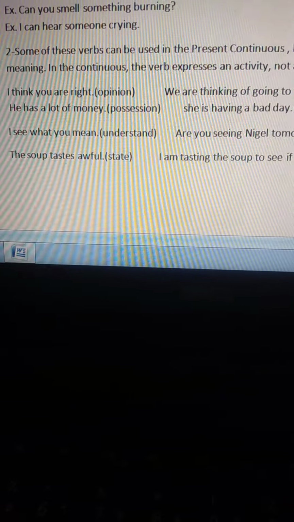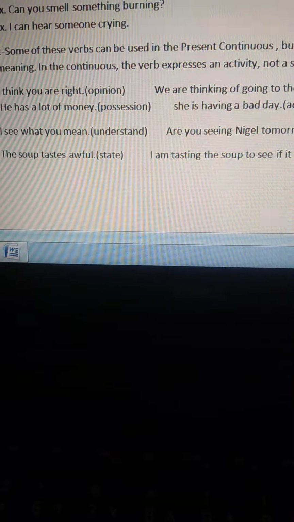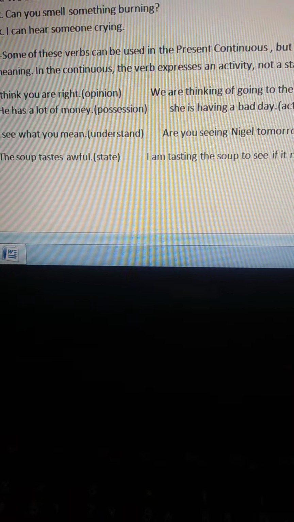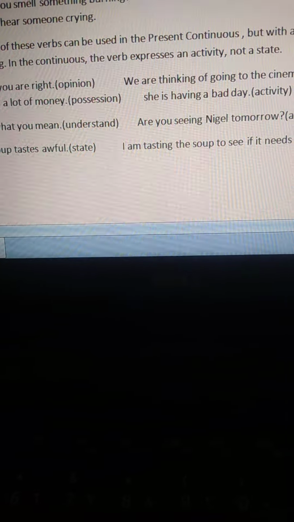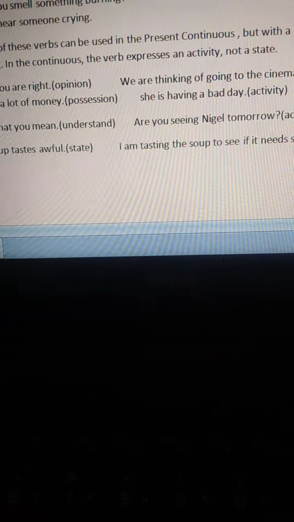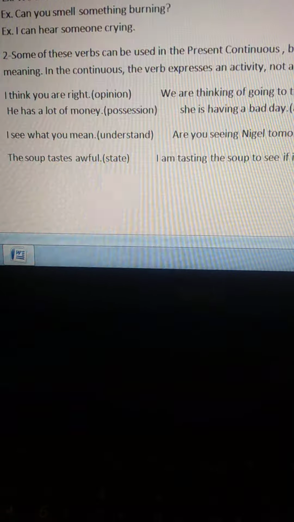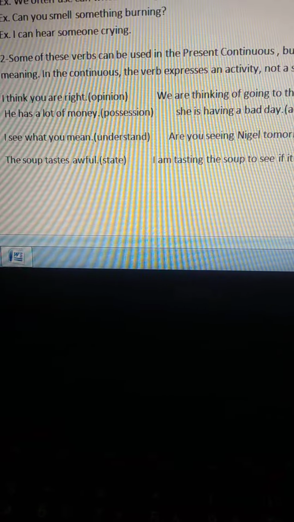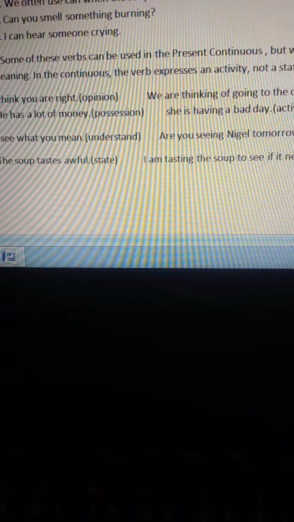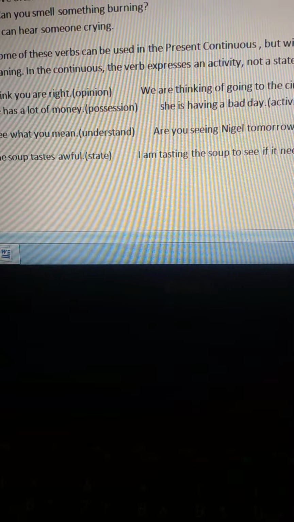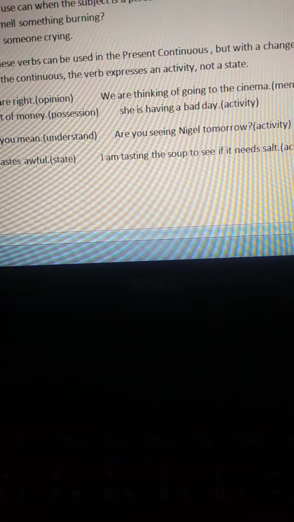Second sentence: He has a lot of money. Possession. She is having a bad day. Activity. I see what you mean. Understand. Are you seeing Nigel tomorrow? Activity.